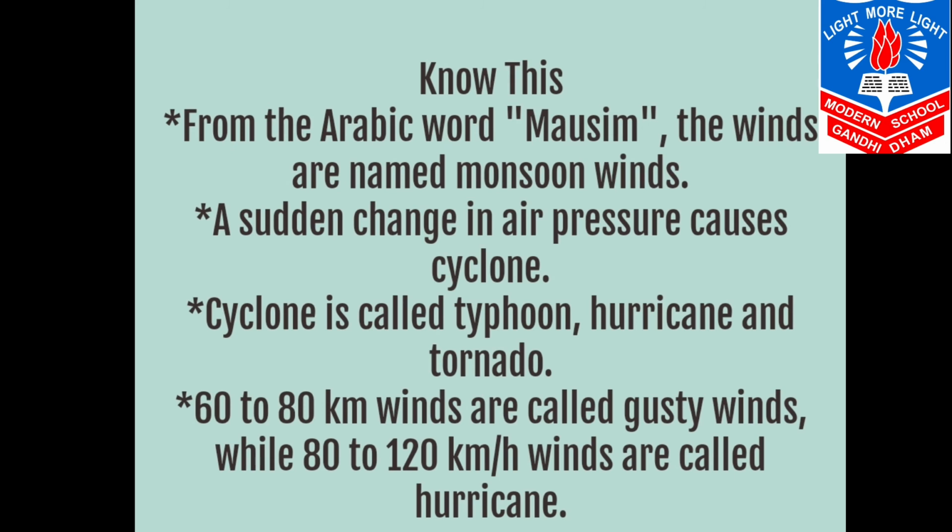Things to know. From the Arabic word mausam, the winds are named monsoon winds. Second one is a sudden change in air pressure causes a cyclone. If there is a sudden change in the air pressure, that causes a cyclone. Cyclone is also called typhoon, hurricane and tornado. 60 to 80 kilometers per hour winds are called gusty winds, while 80 to 120 kilometers per hour winds are called hurricanes. So with this, we have completed our part 1.